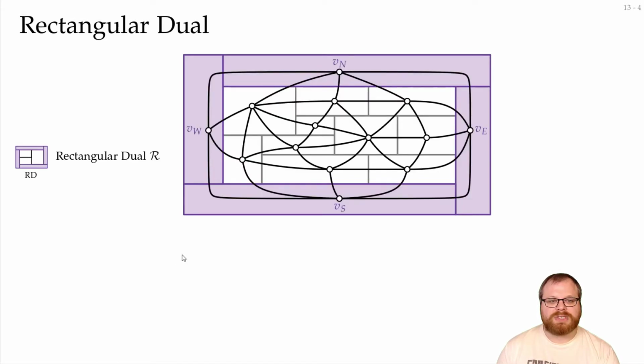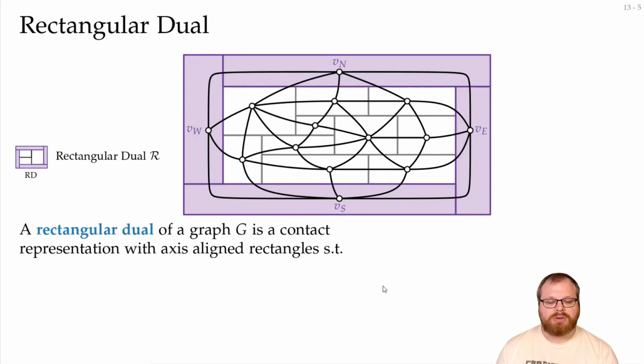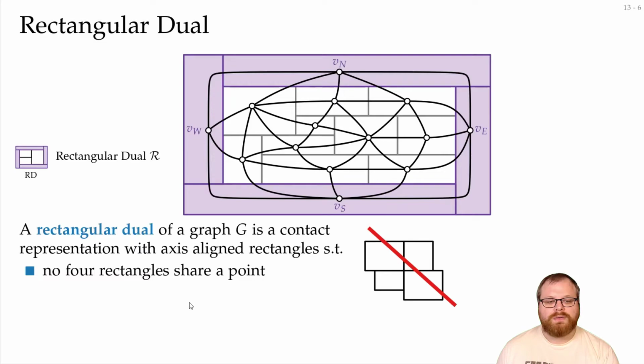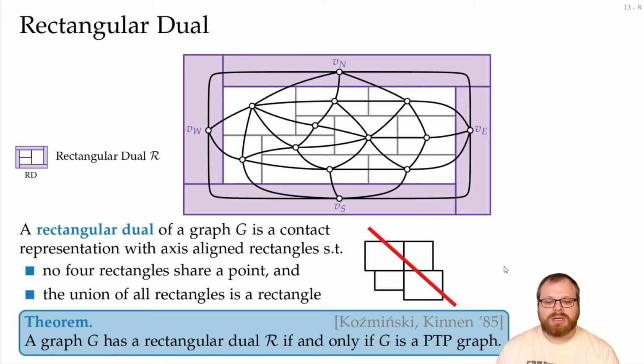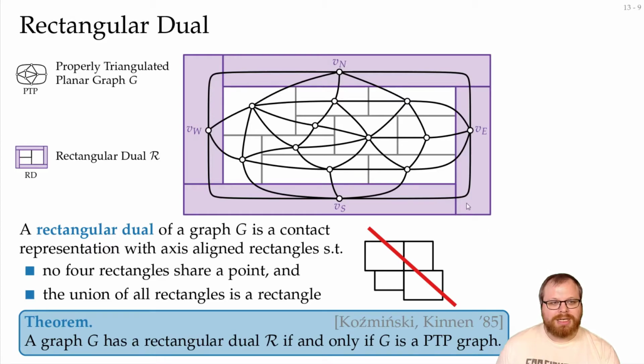Of course, this also represents a graph, namely this one here. So a rectangular dual of a graph is a contact representation with axis aligned rectangles, such that no 4 rectangles share a point, because otherwise we would have a crossing here in the underlying embedding, and we only want to do planar graphs. And the union of all rectangles, again, is a rectangle. There's a theorem by Kozminski and Kinnan from 1985 that says that a graph has a rectangular dual if and only if it is a PTP graph. What is that? That's a properly triangulated planar graph.